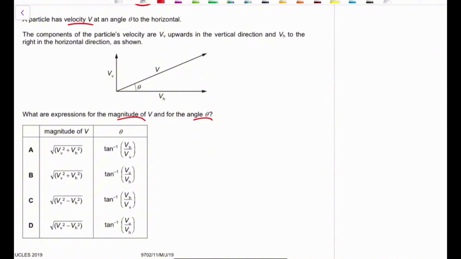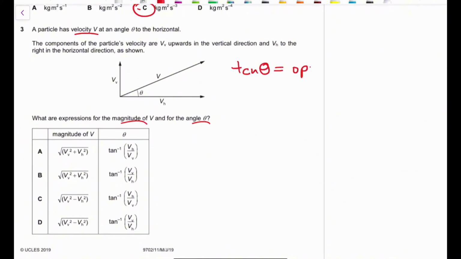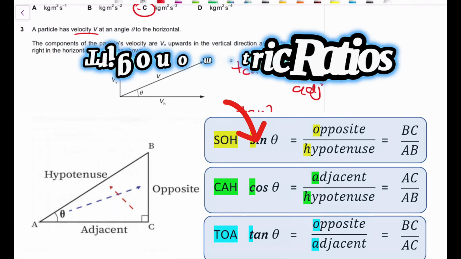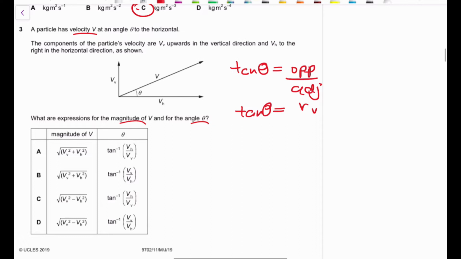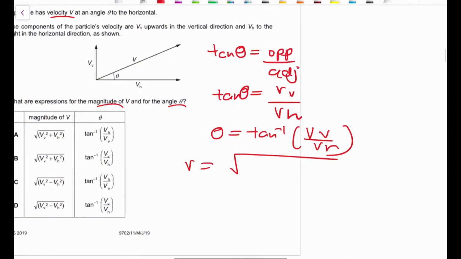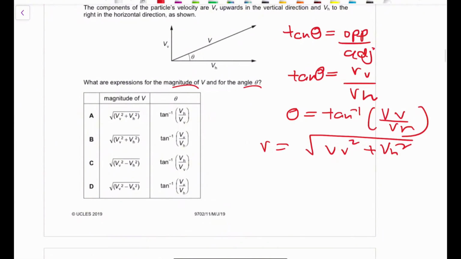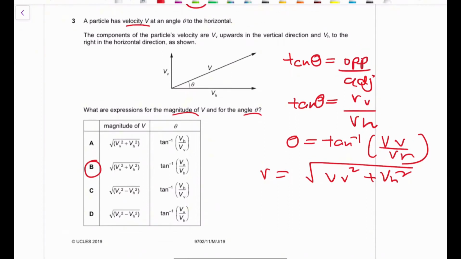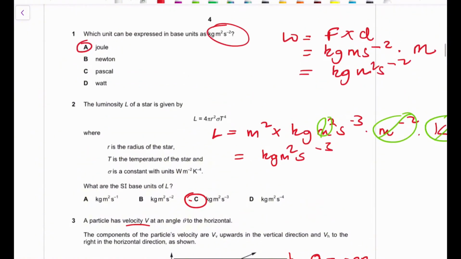What do we know? We know that tan theta is equivalent to the opposite divided by the adjacent. So tan theta is, what is the opposite? vv, and your adjacent is vh. We want to find the value of theta, so theta is arctan of vv divided by vh. The magnitude of the resulting velocity v is the square root of the sum of the two components you have, vv squared plus vh squared. So the answer is going to be B. It's very important to keep in mind that you have different components that constitute what you're calculating.